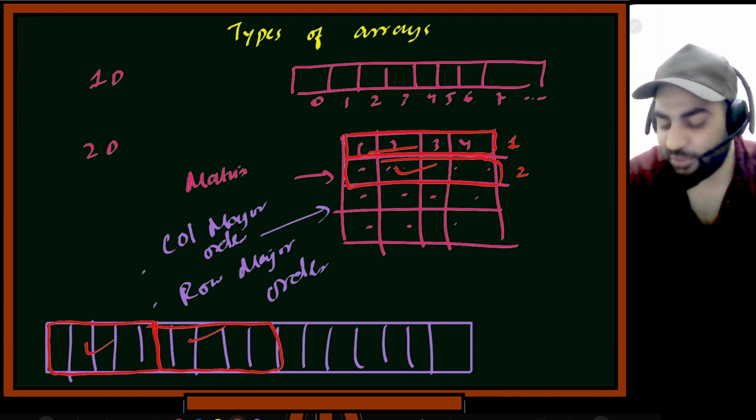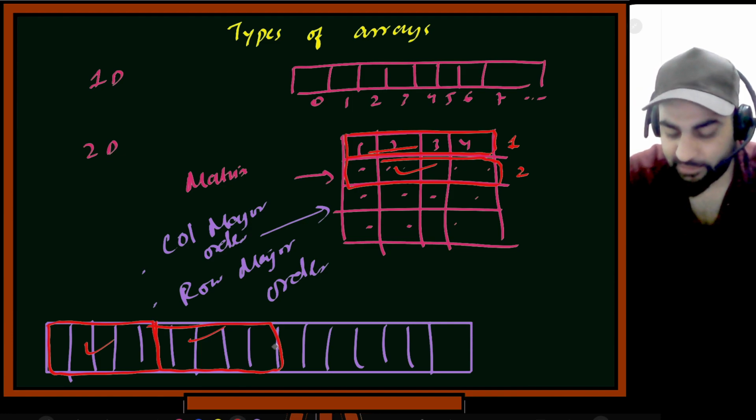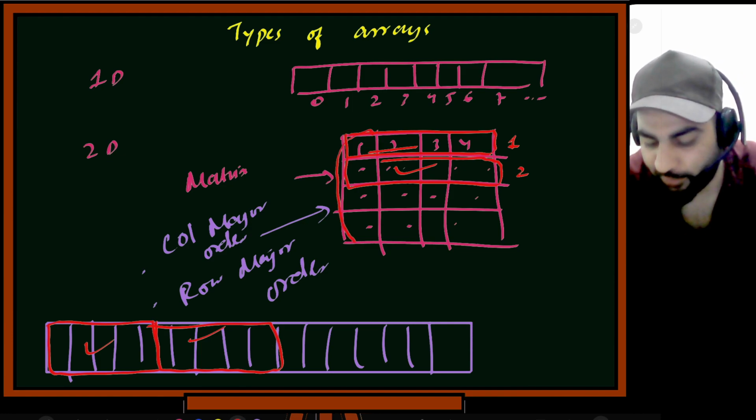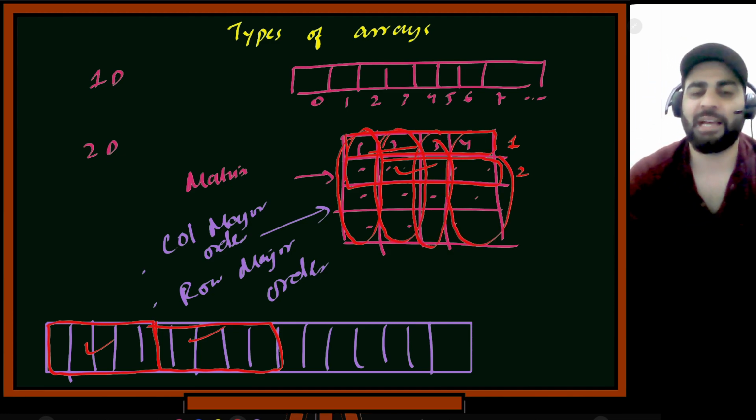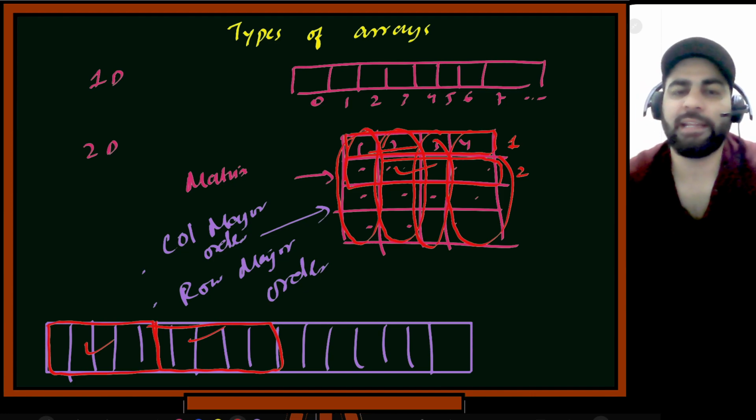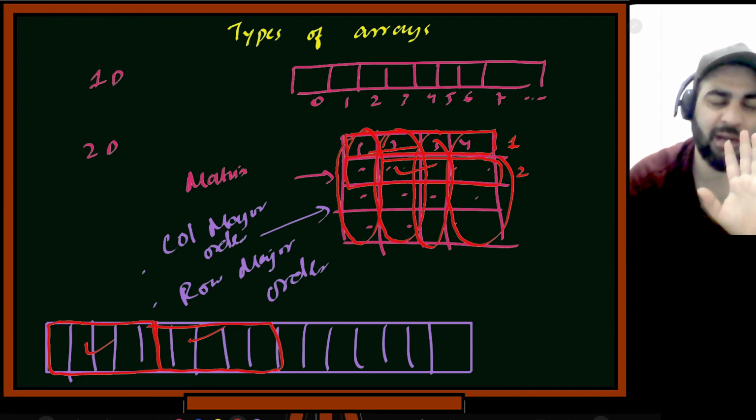So what is column major order now? Column major order is the reverse of this. It stores the matrix column-wise. It stores this column first, then this column, then this column, then this column. So why are they different? Because, as I said, when you define an array, the array just gives you the base address, the address of the first element.